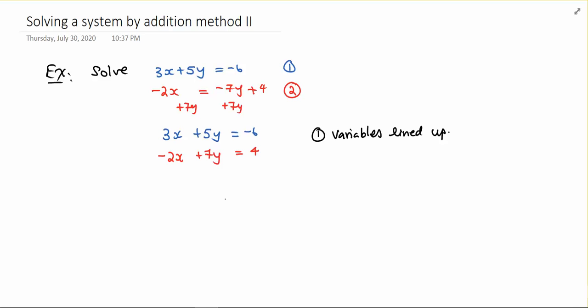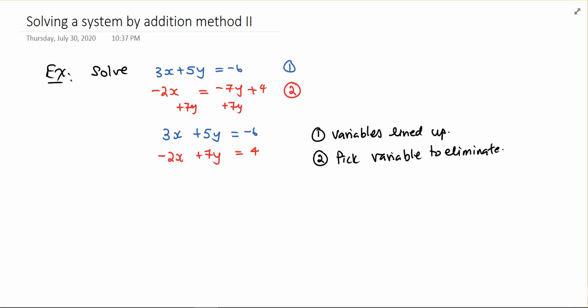Okay, next, nothing is going to go away if I just add straight up. So I've got to do some multiplication to add. So I got to decide on one of the letters. I got to pick a letter. It doesn't matter which one. I'm just going to have to pick a variable to eliminate, right?